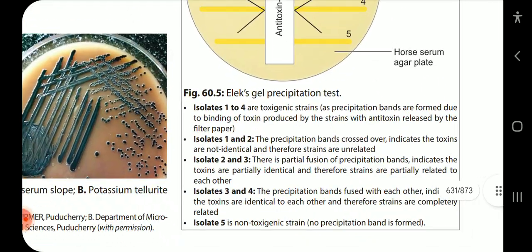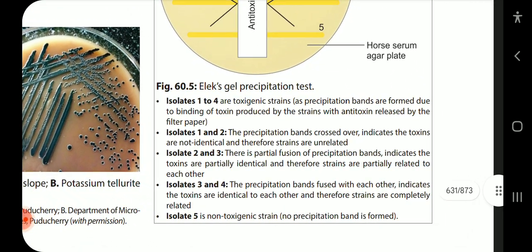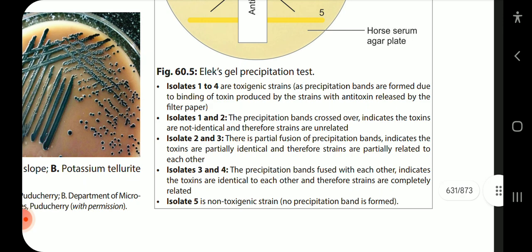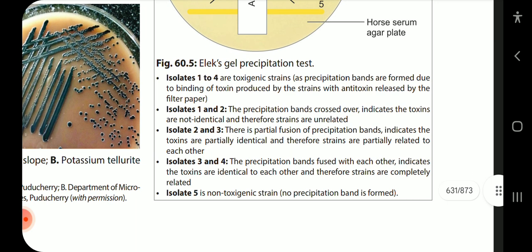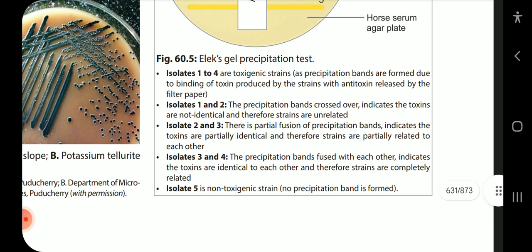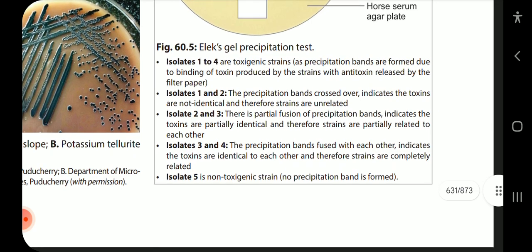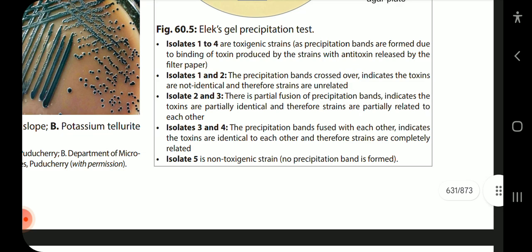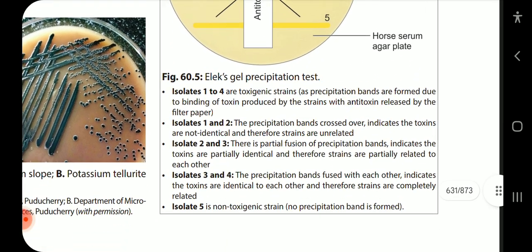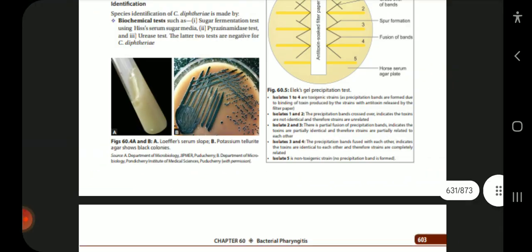Isolates 1 and 2, the precipitation bands crossed over, indicate the toxins are not identical and therefore strains are unrelated. Isolates 2 and 3, there is partial fusion of precipitation bands, indicating the toxins are partially identical and therefore strains are partially related to each other. Isolates 3 and 4, precipitation bands fused with each other, indicate toxins are identical to each other and therefore strains are completely related. And isolate 5 is a non-toxigenic strain, no precipitation band is formed.